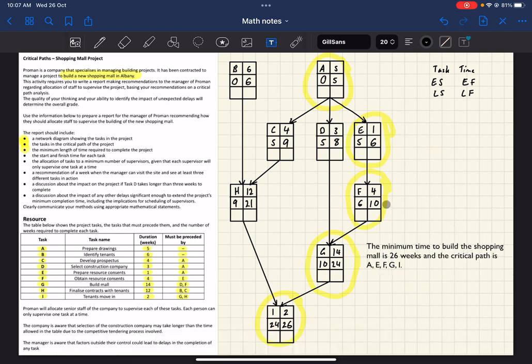If you can draw the network diagram and do this, that is achieved.